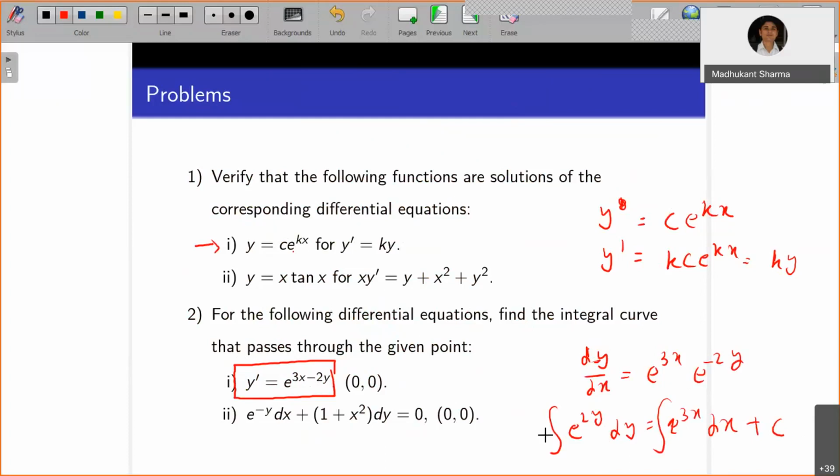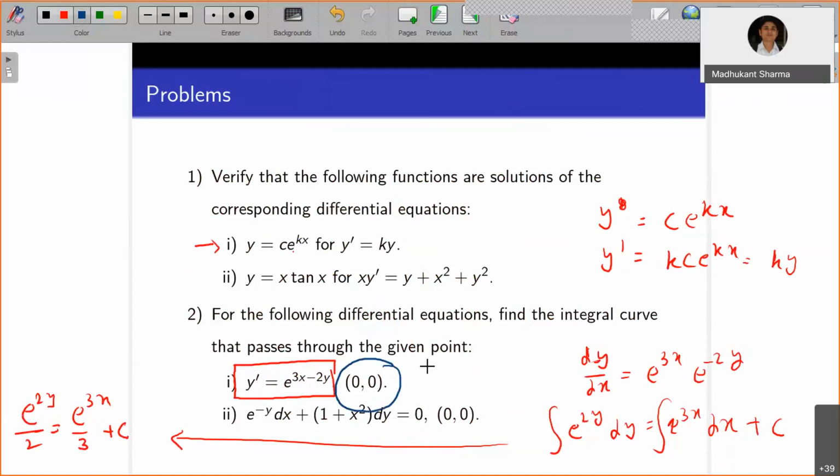Now the integration: the integral of e power 2y with respect to y is e power 2y divided by 2, and this is e power 3x by 3. So what you observe is e to the power 2y by 2 equals e to the power 3x by 3 plus c. When x equals 0, y equals 0. So you can certainly find c equals 1 by 2 minus 1 by 3. So you have to fit this point.